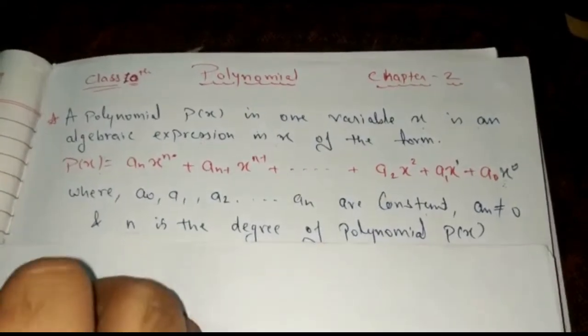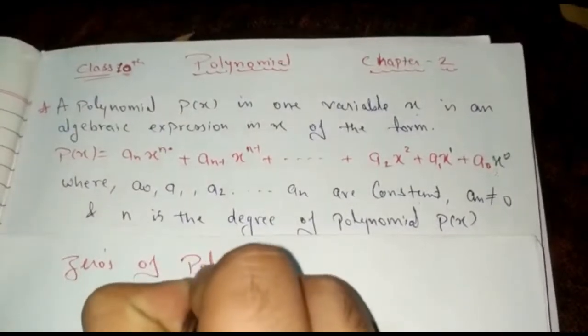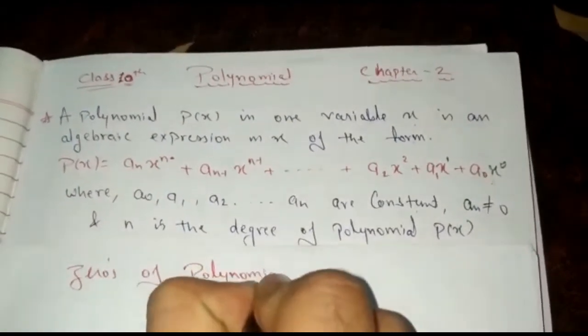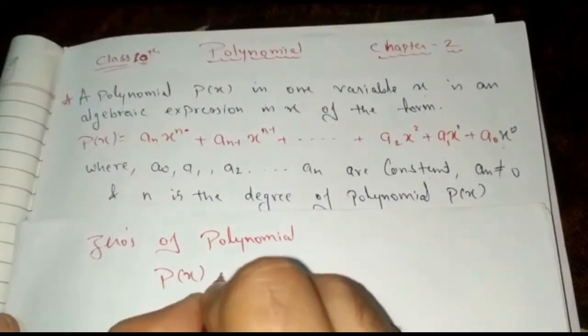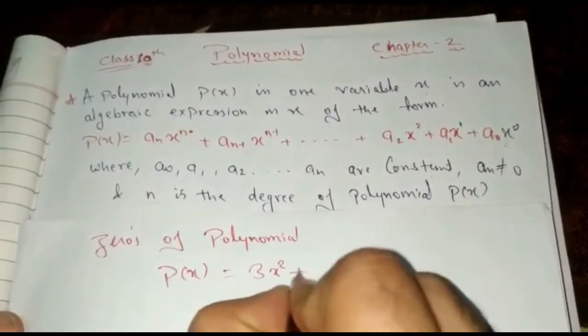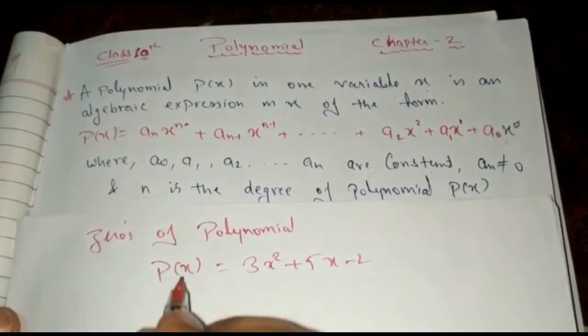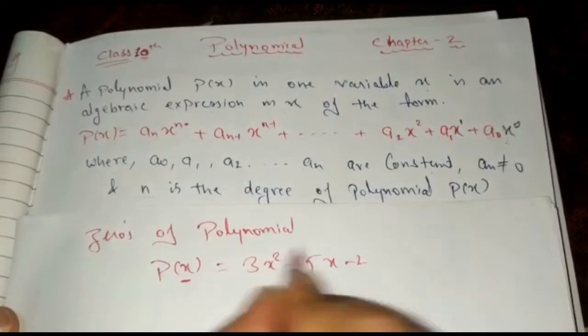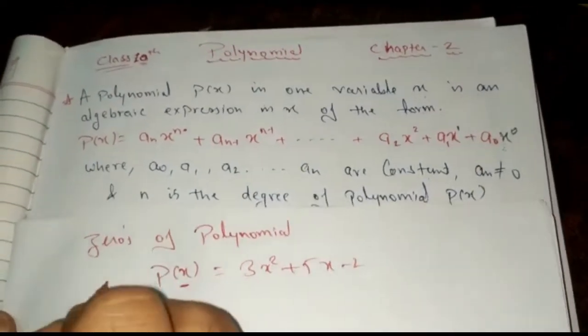Now we are discussing zeros of a polynomial. Suppose we are taking the equation p(x) = 3x^2 + 5x - 2. Zeros of a polynomial means the values of x for which this polynomial becomes 0. This is the example we are taking.